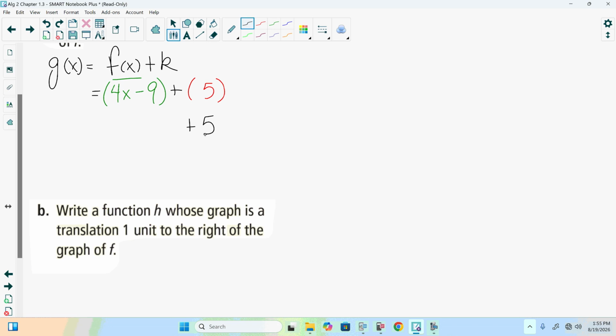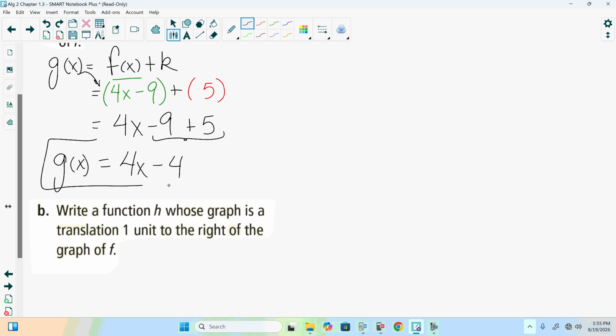That's a good question. Any other questions? Do we need the parentheses around 4x minus 9? We can simplify it. There's nothing in front of it, so they drop, telling us that we have 4x minus 9 plus 5. Negative 9 and 5 are like terms. So negative 9 plus 5 is negative 4. Telling us that our new function g of x is 4x minus 4.